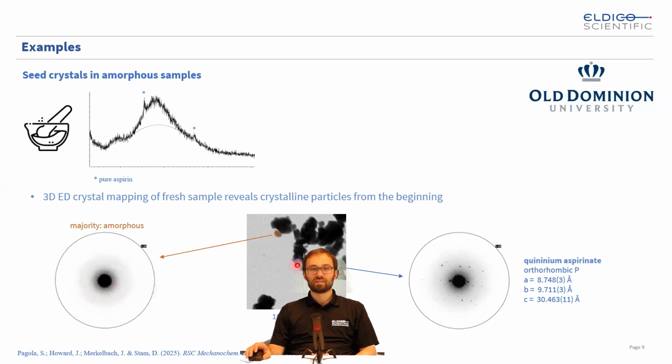But we did also find some particles that show pretty good diffraction quality. So from this, we could easily determine a unit cell and match it with a known one for quininium aspirinate. And in this case, a determination of the unit cell is quite important because we know that there is crystalline aspirin present too. So by unit cell determination, we can clearly assign this particle to the crystalline form of our salt. And this proves that we actually have seed crystals in a material that seems to be amorphous for X-ray diffraction.